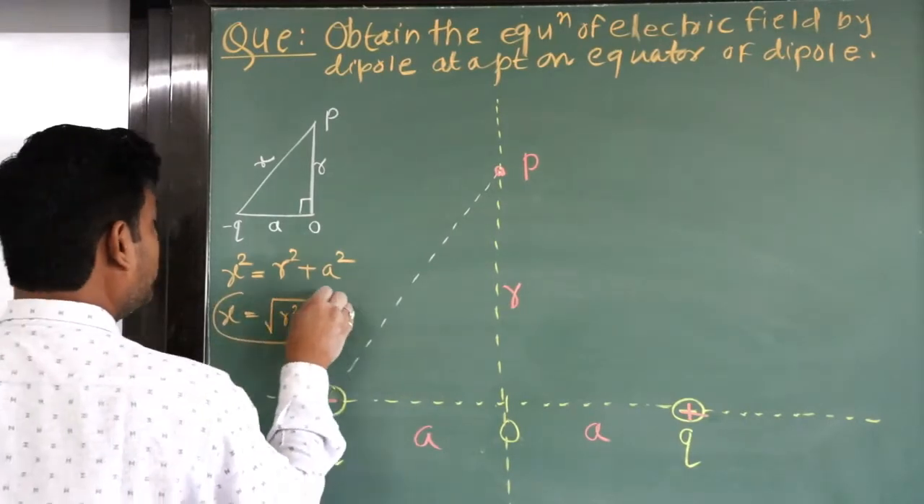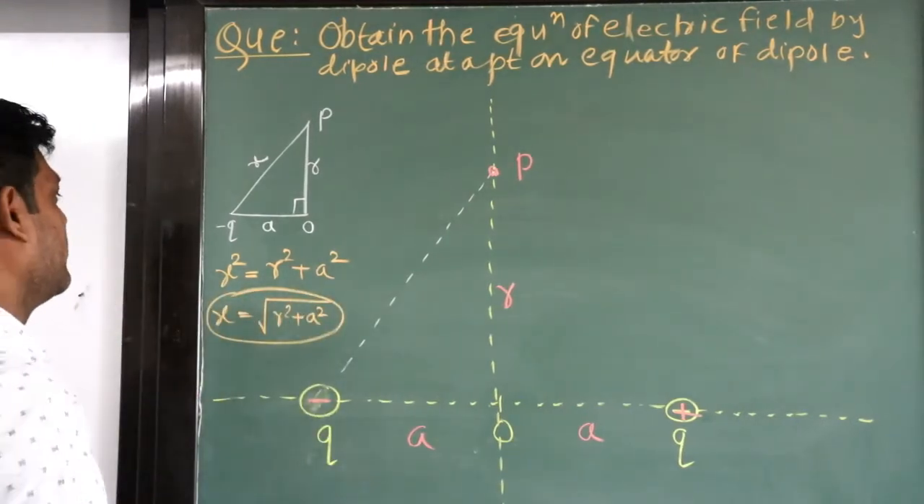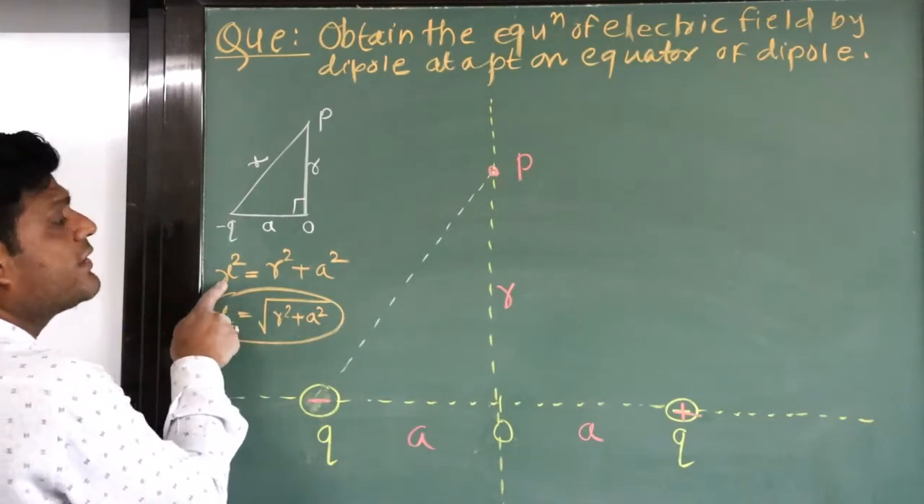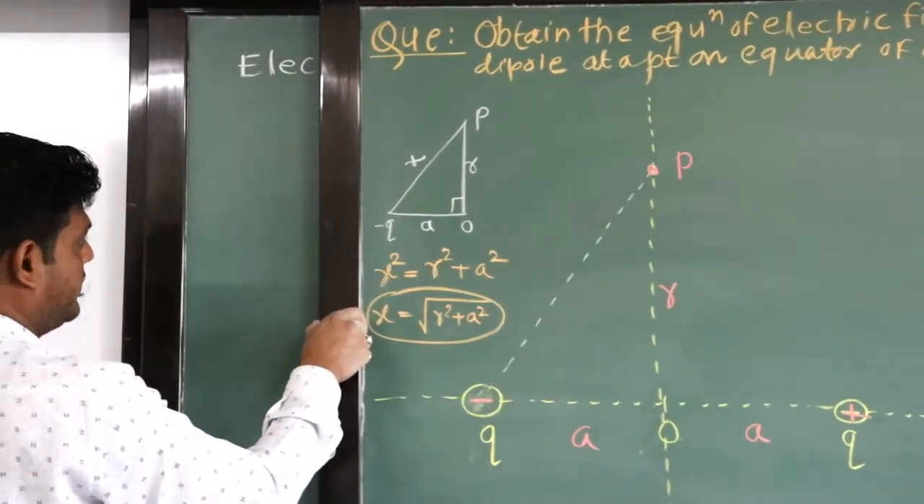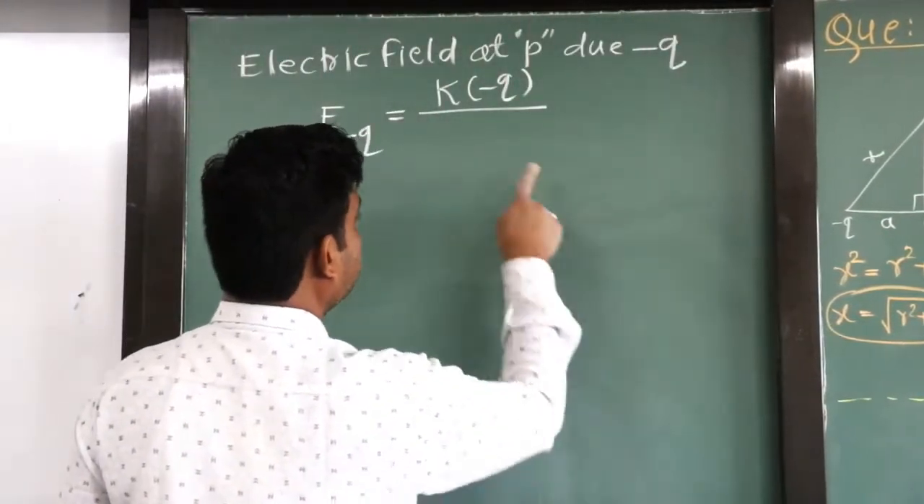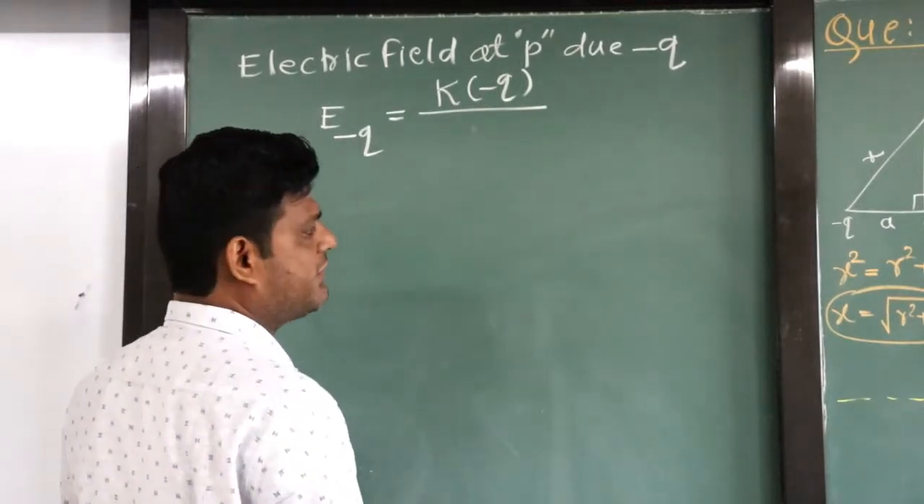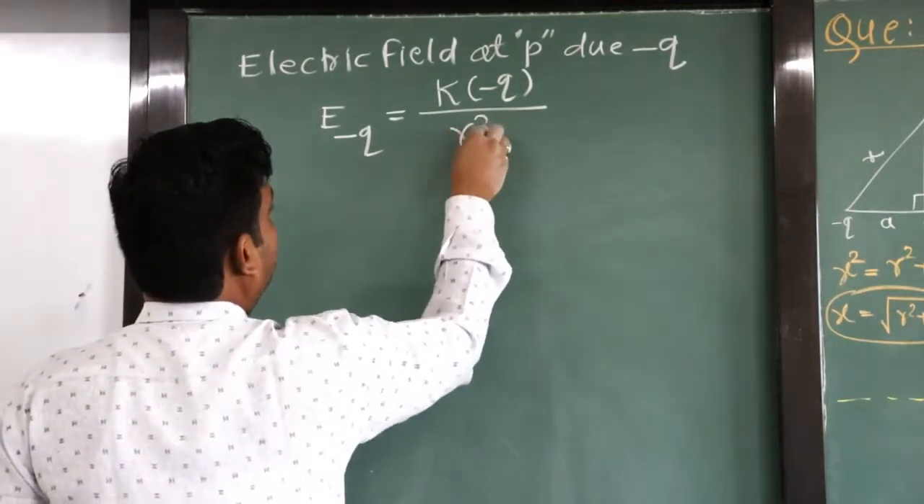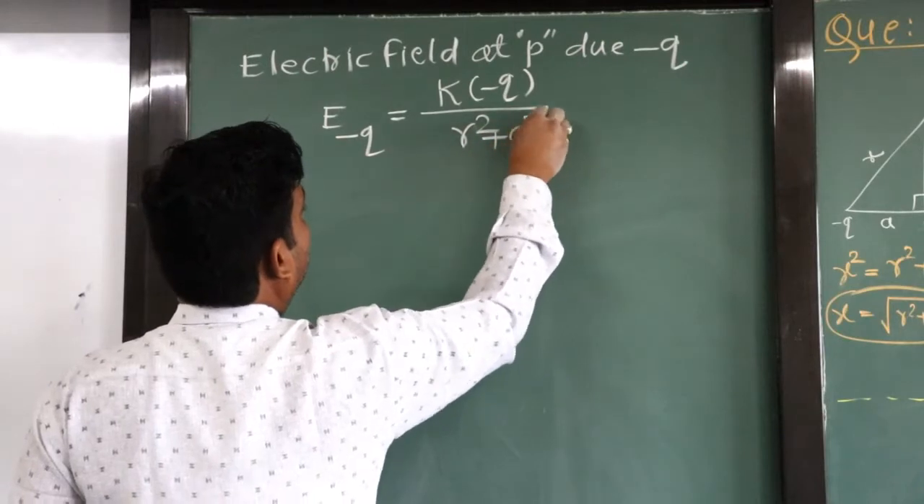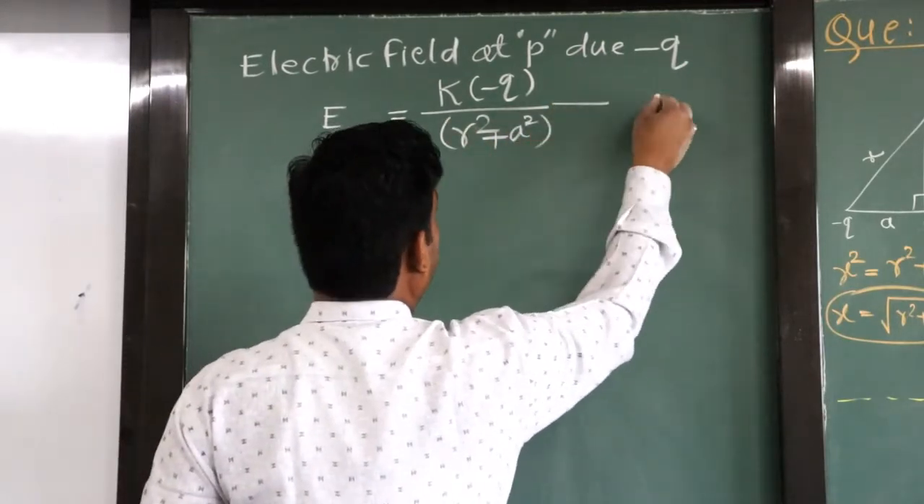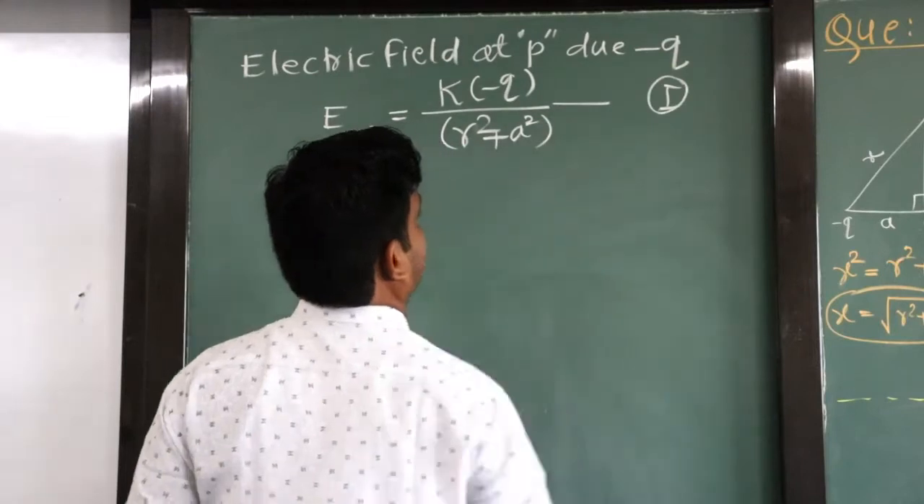This value we also require afterwards. Right now we require the distance square. So putting the value of distance square, what will we write? Distance square will be r square plus a square. This is equation number 1.